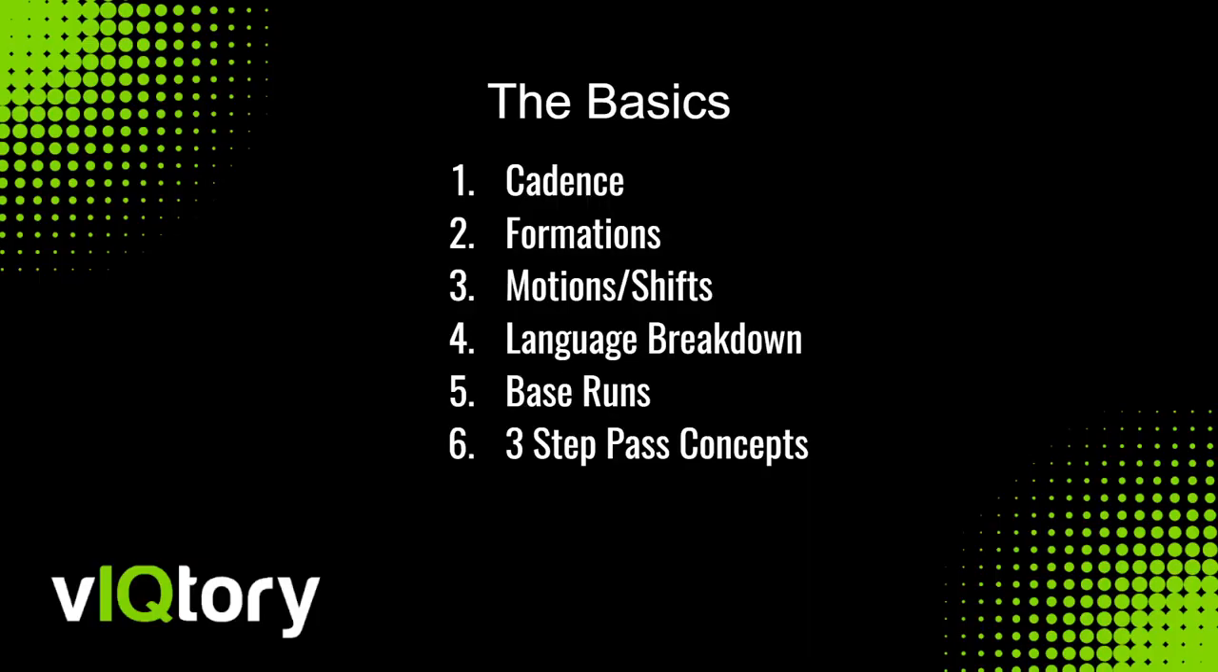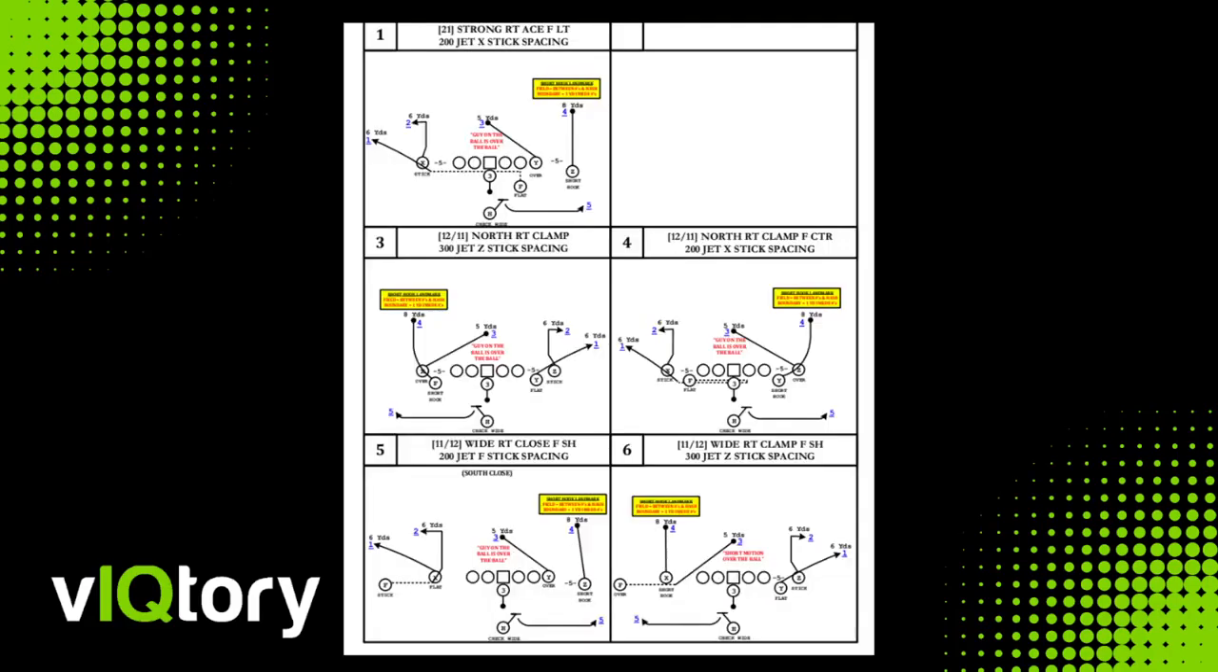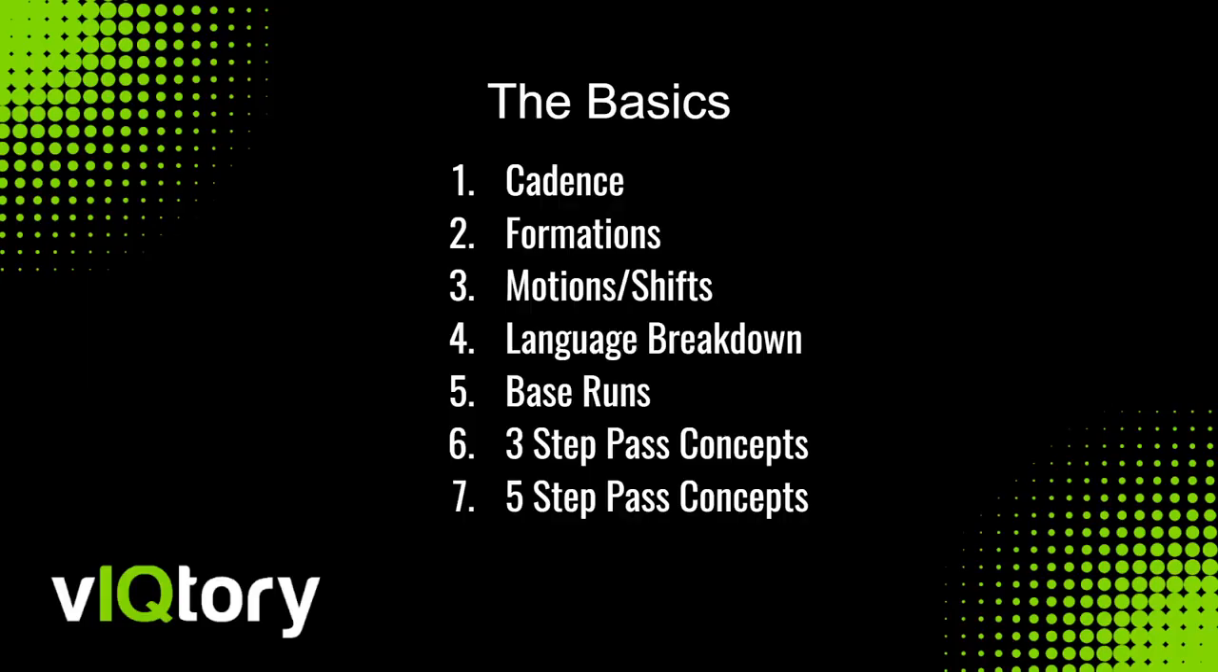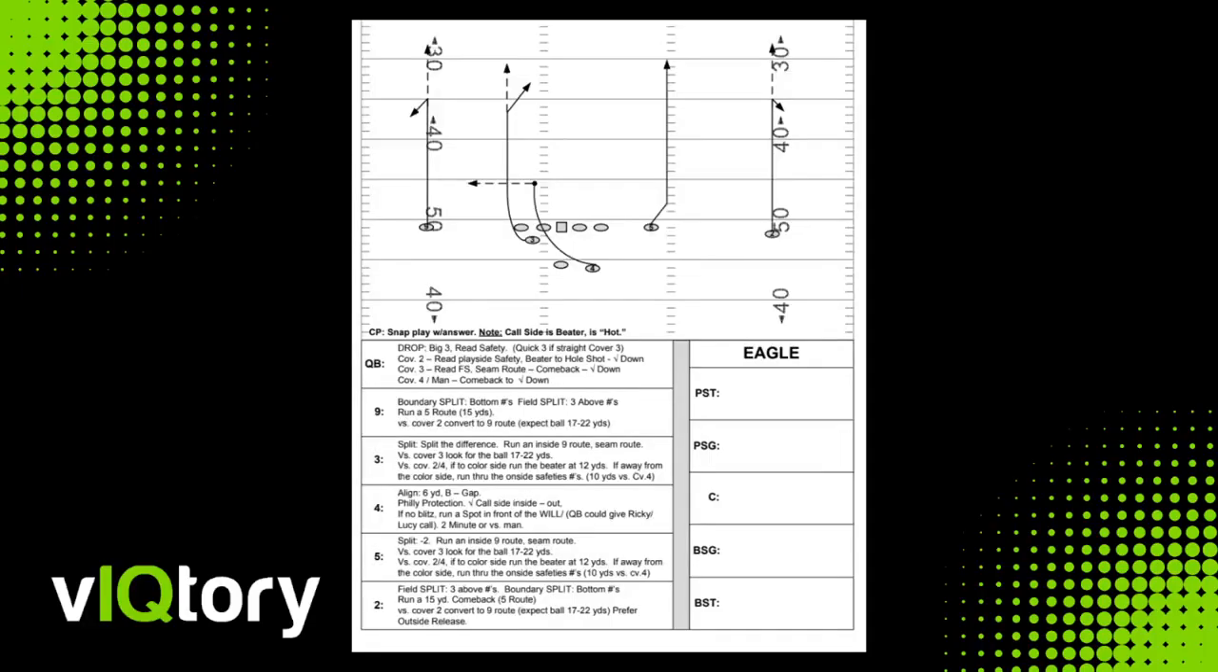Number 6 is going to be your 3-step pass concepts. So all pass concepts labeled out with the correct yardage and the correct routes with each concept. Number 7 is your 5-step pass concepts. So once again, these are going to be the same as the 3-step pass concepts, labeled out with the correct yardage and the correct routes for each concept.